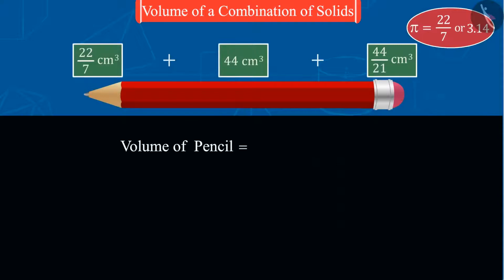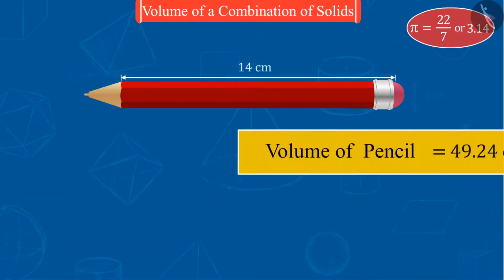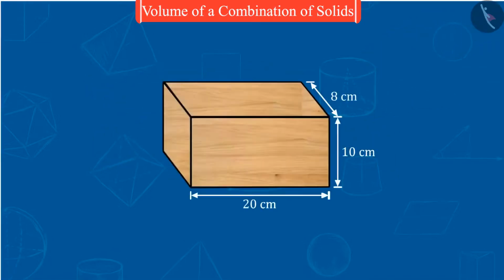Now, on adding the volumes of these figures, we can find out the volume of the pencil, which is 49.24 cubic centimeters. Come, let's see one more situation of combination of solids.